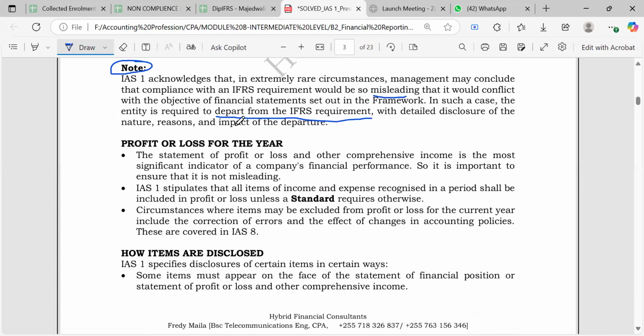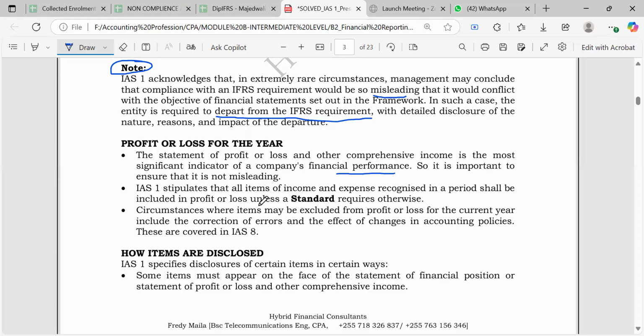And okay, we still have the profit or loss for the year. I think we don't have much. You know about the profit or loss for the year, right? The income statement, the revenue, the cost of sales, the gross profit, the operating expenses, the finance cost, maybe the taxes, the profit for the year, and then the other comprehensive income, just normal. That's why I told you the statement of profit or loss and other comprehensive income is the most significant indicator of the company's financial performance. This is obvious. So it is important to ensure that it is not misleading.